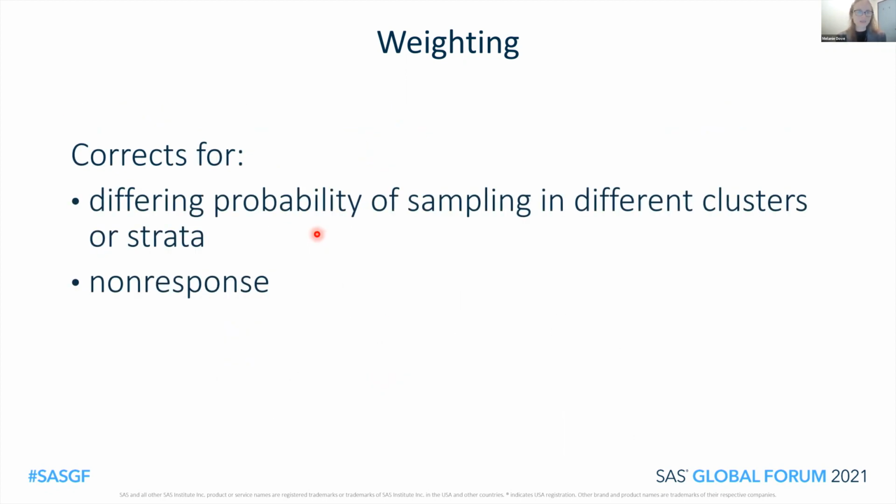The weighting corrects for differing probability of sampling in different clusters or strata. It also corrects for non-response. And so there are certain characteristics of people that respond to the survey that are different than people that don't respond to the survey. And we can take this into account through the weights.